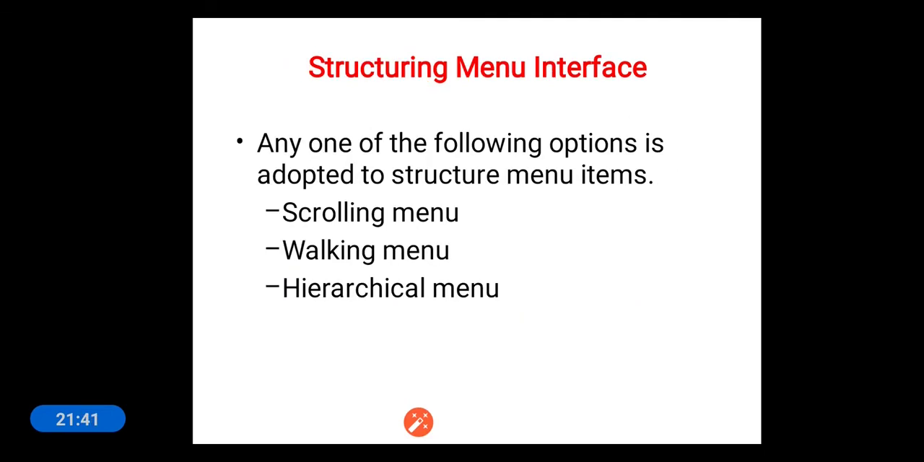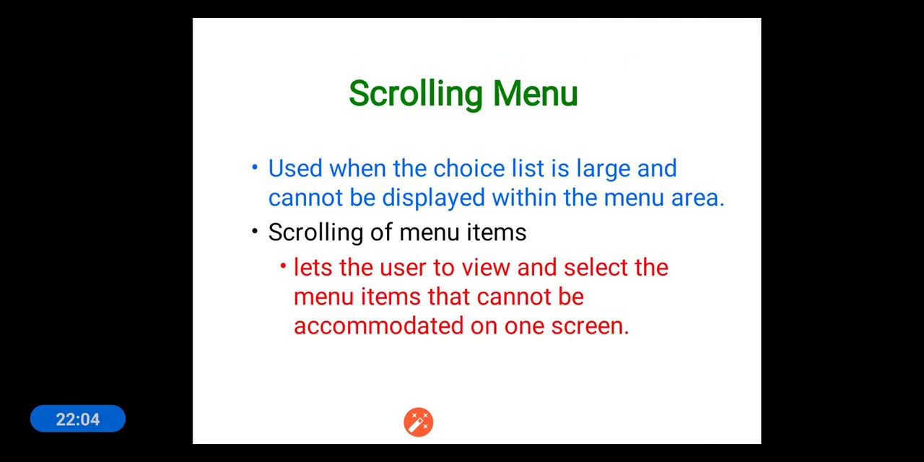To structure this menu based interface, we are provided with three options. One is the scrolling menu, the second one is the walking menu, and the third one is the hierarchical menu. Depending on our requirement, we may go with one of these three: scrolling, walking or hierarchical. Coming to the scrolling menu.